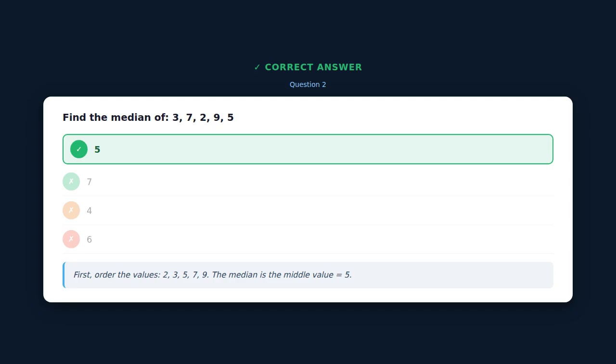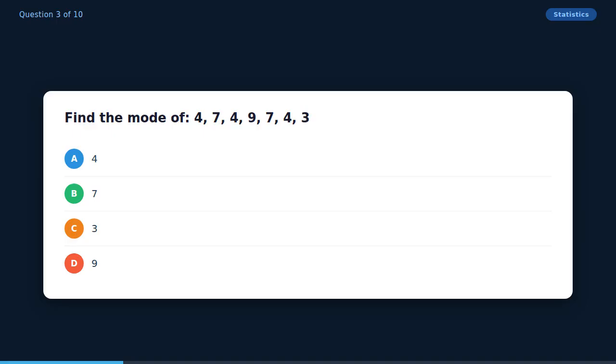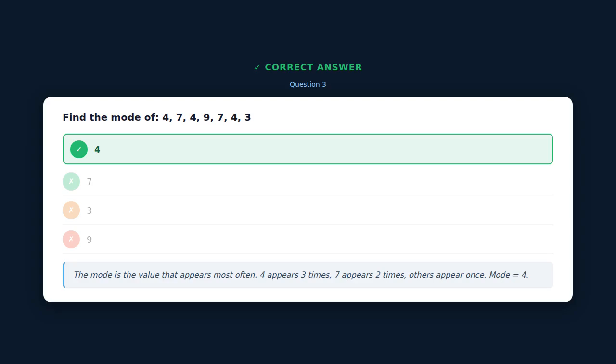Question 3 of 10. Find the mode of 4, 7, 4, 9, 7, 4, 3. Option A, 4. Option B, 7. Option C, 3. Option D, 9. Take a moment. The correct answer is A, 4. The mode is the value that appears most often. 4 appears 3 times, 7 appears 2 times, others appear once. Mode equals 4.